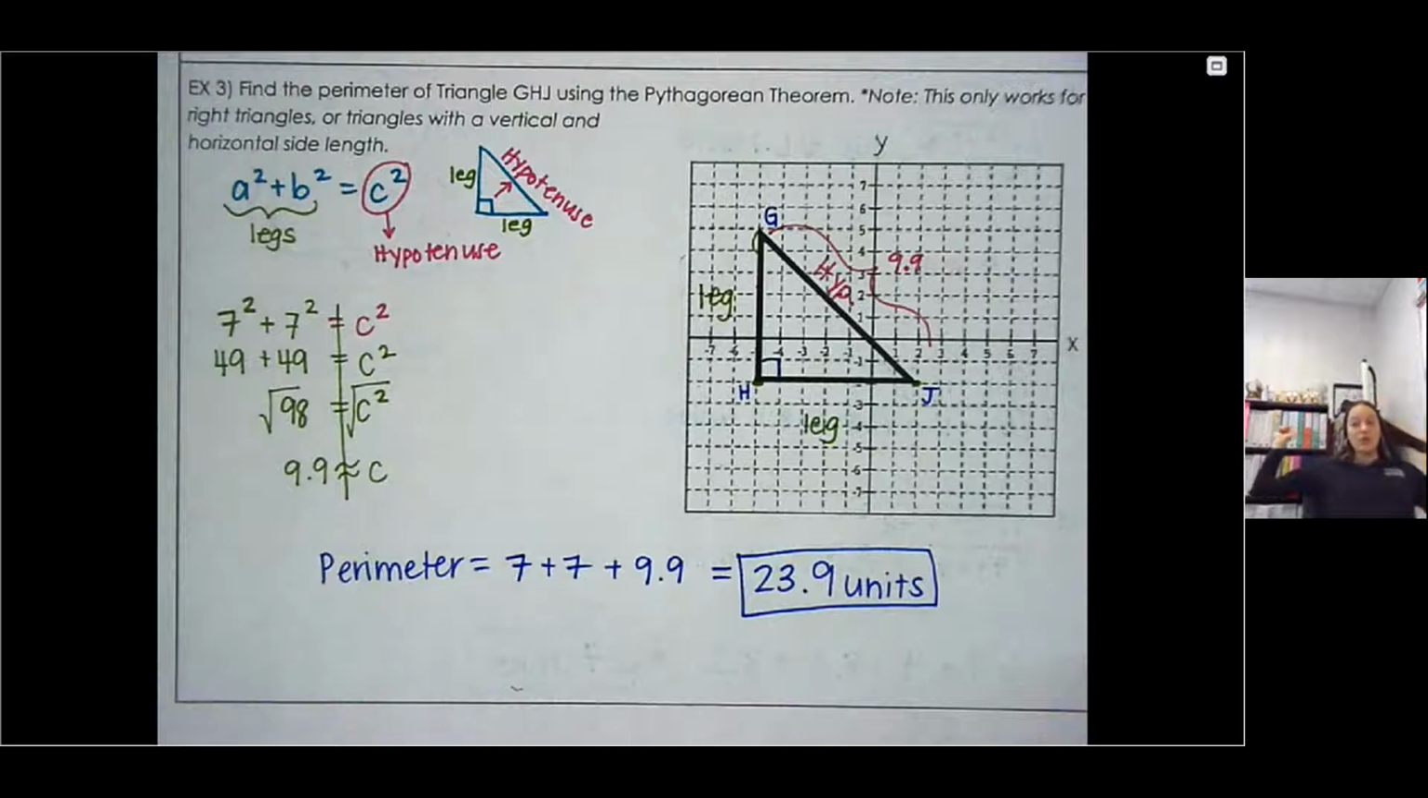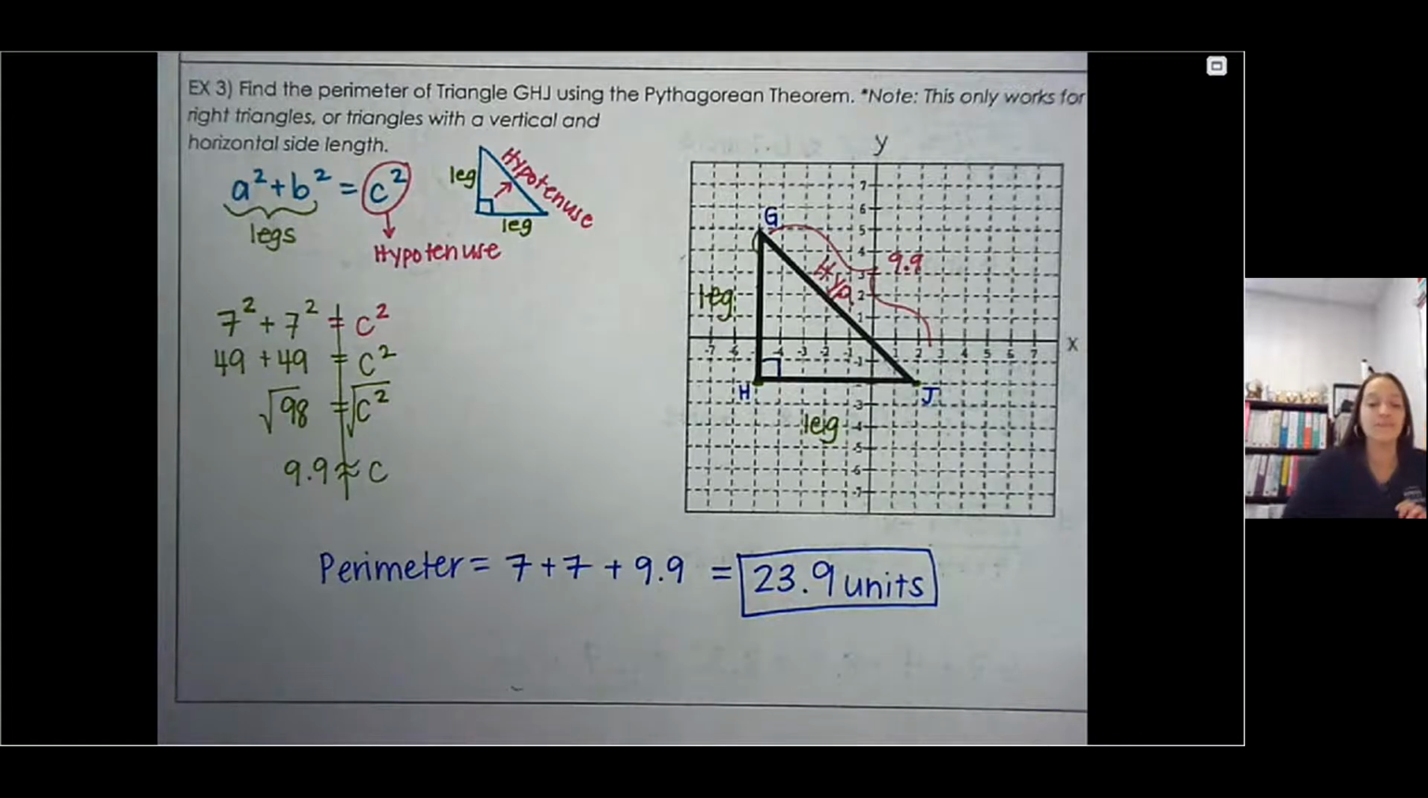That is perimeter. So in order to find perimeter, we're adding together all the side lengths, and you have to use the distance formula if it's any shape other than a right triangle. If it's a right triangle, you can use the Pythagorean theorem, but you are not required to. You can use the distance formula for all of them.